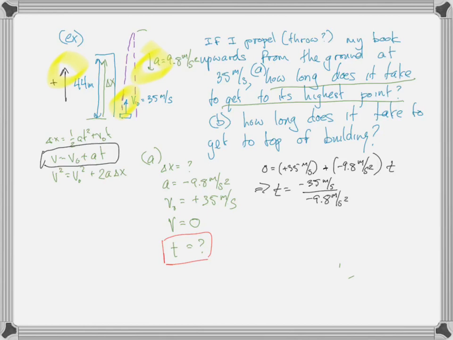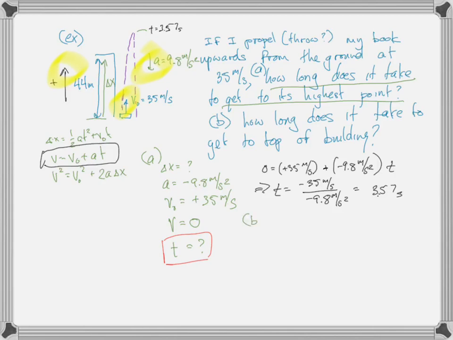I just carefully showed you how the minus signs work out. The signs better work out so that you get 35 over 9.8. So the answer is positive 3.57 seconds. 3.57 seconds after I throw it, it reaches that top point. So t equals 3.57 seconds. Okay, so now let's do part B.